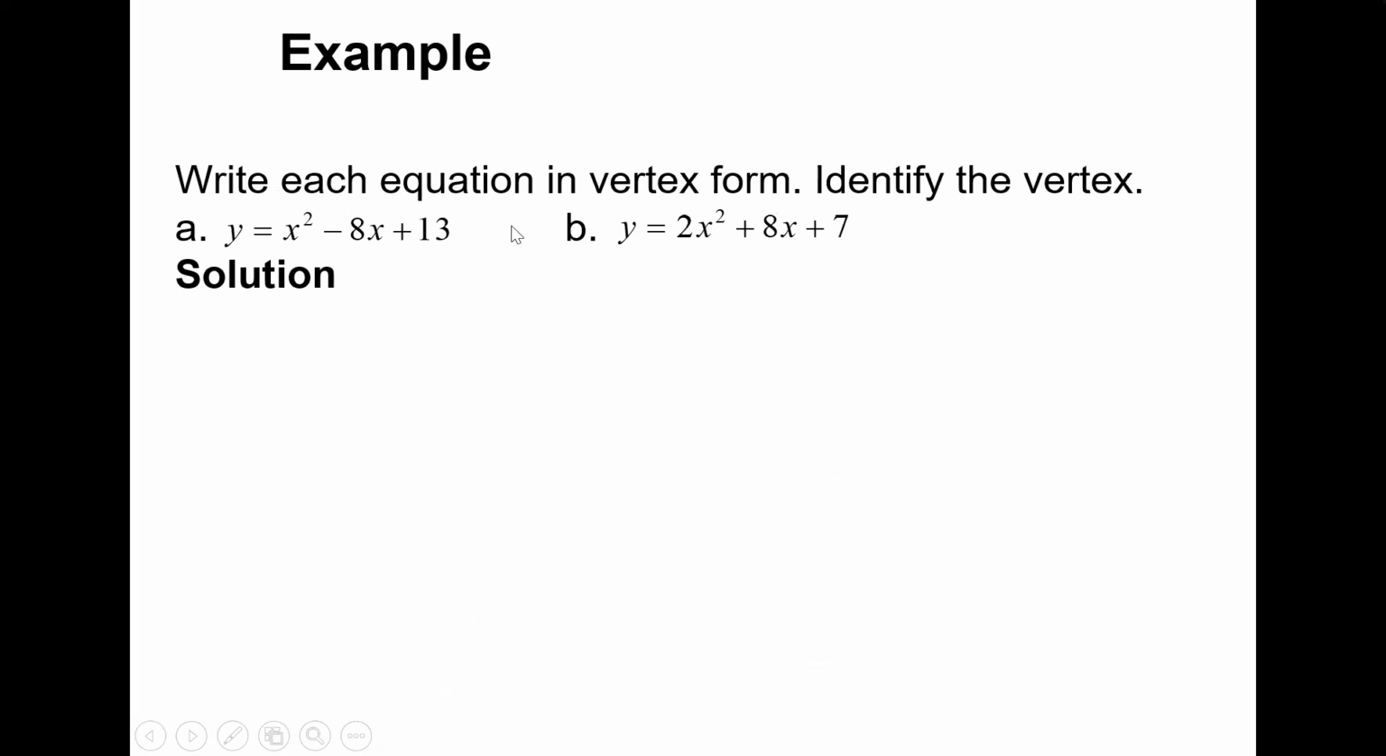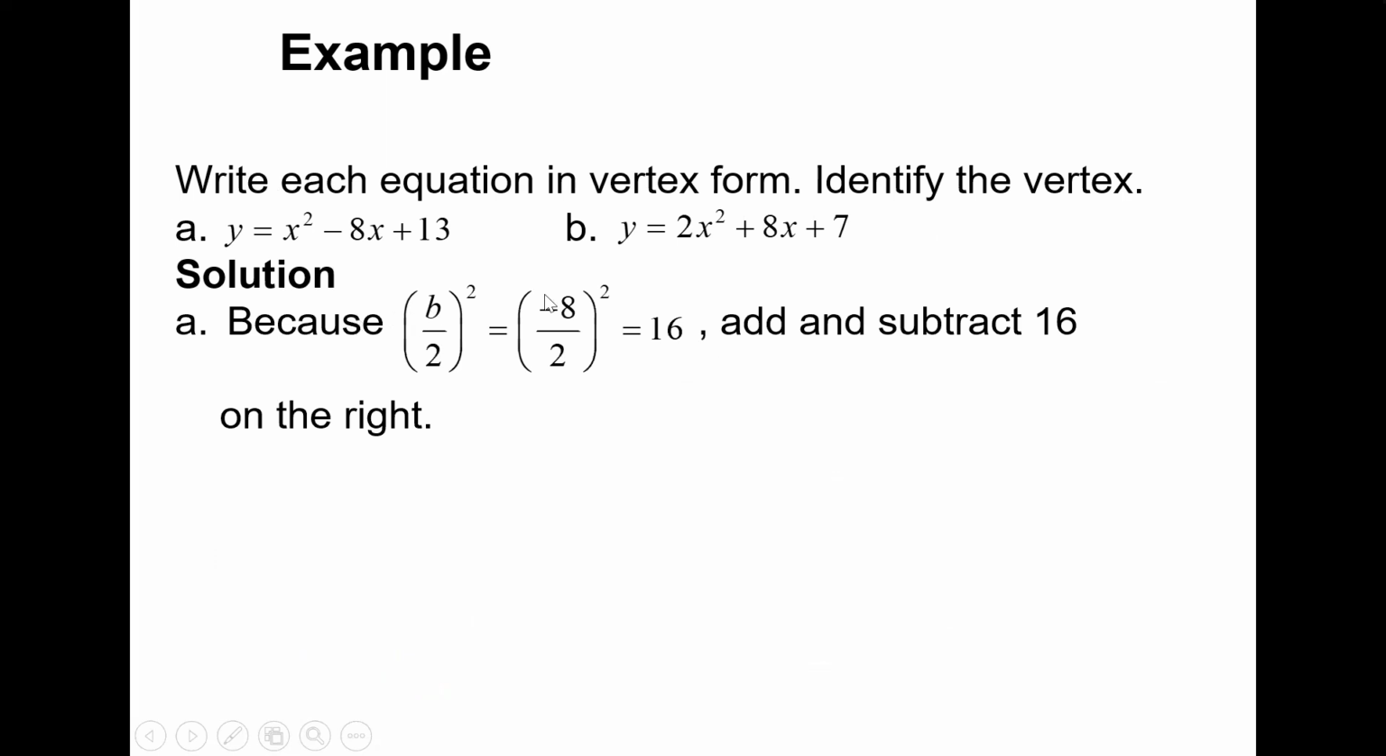All right. So when we do that, what are we going to do? Well, here we're going to kind of do the midpoint and everything like that. So we're going to take b over 2, so minus 8 over 2, and square that. So that's going to be a minus 4 squared, which is 16. So we're going to add and subtract 16 on the right. And again, what we're doing is trying to complete the square.